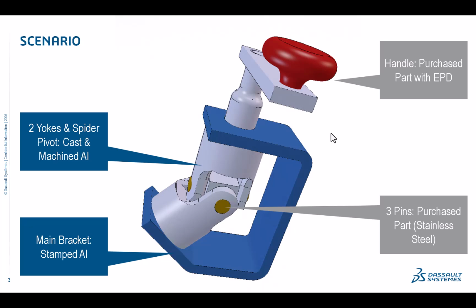To produce this hand crank assembly, our company purchases the handle. The environmental impact of that handle is understood through an environmental product declaration provided by the supplier. And then our company also purchases the 3 stainless steel pins that join the 2 yokes to the spider pivot.